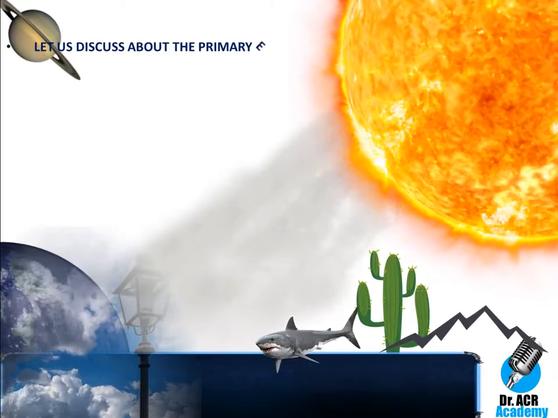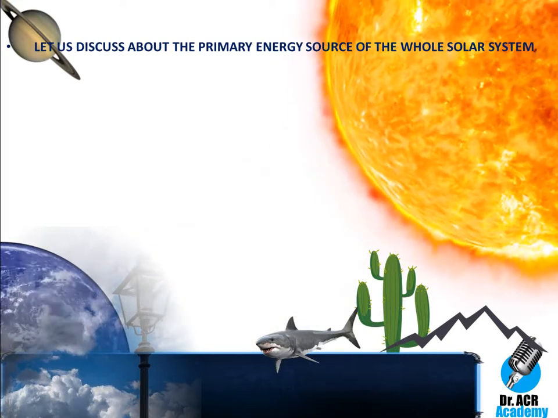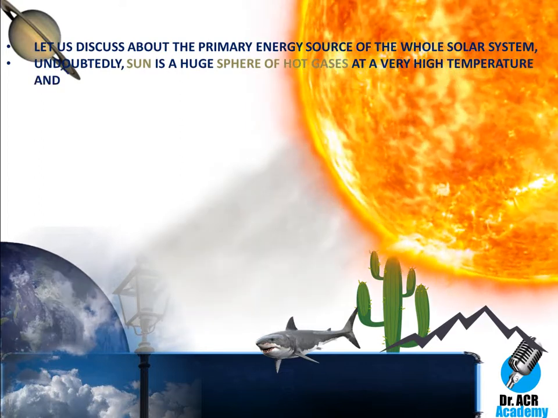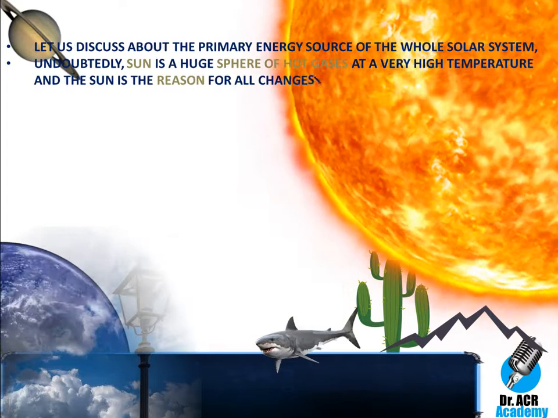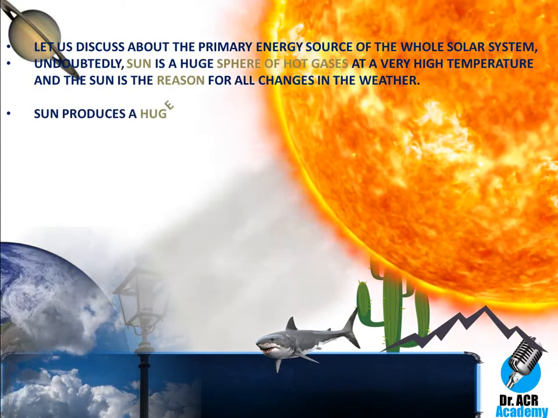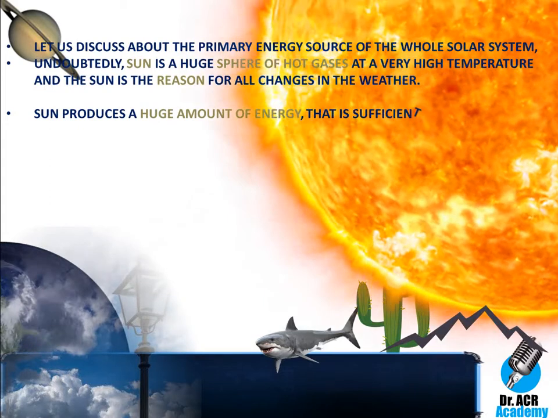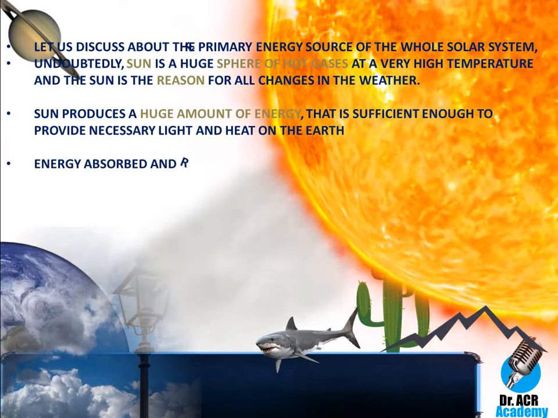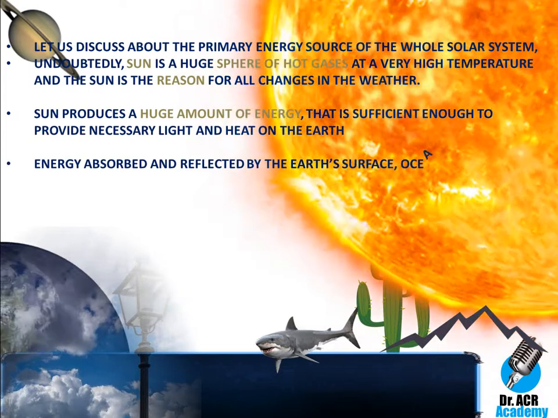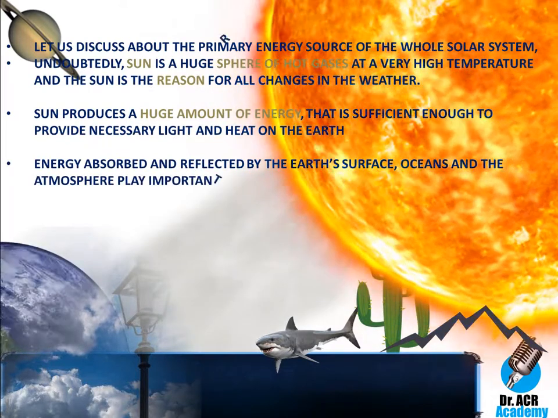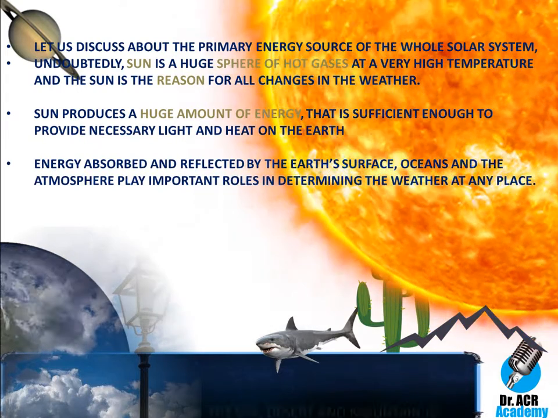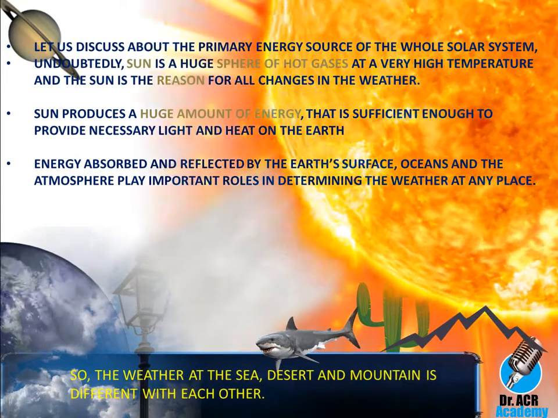Let us discuss the primary energy source of the whole solar system. Undoubtedly, the sun is a huge sphere of hot gases at very high temperature, and the sun is the reason for all the weather changes. The sun produces a huge amount of energy that is sufficient to provide necessary light and heat on the earth. Energy absorbed and reflected by the earth's surface, ocean and the atmosphere plays an important role in determining the weather at any place. So, the weather at sea, desert and mountain is different from each other.